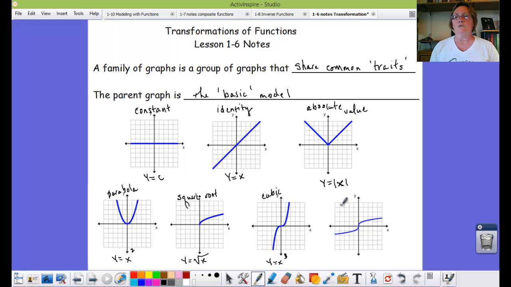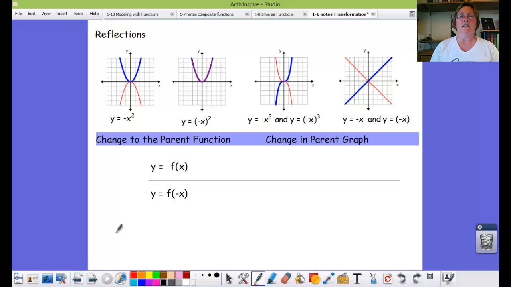This is the cube root function. And in this case, y is equal to the cube root of x. And those are the functions that we'll deal with most frequently. Today what we want to do is take a look at how transformations to those functions affect rules and graphs. So I have several example problems up here.